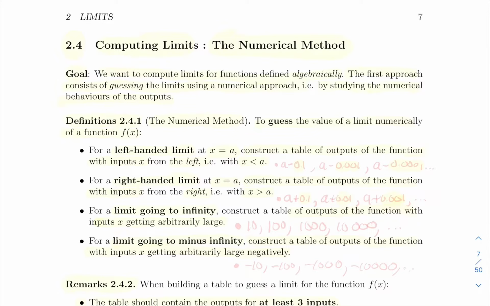Hello everyone, welcome to section 2.4. There's a big difference between the first three sections and the sections that we're going to start from 2.4.